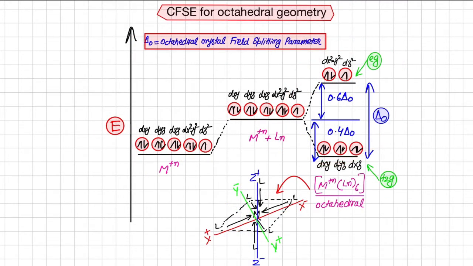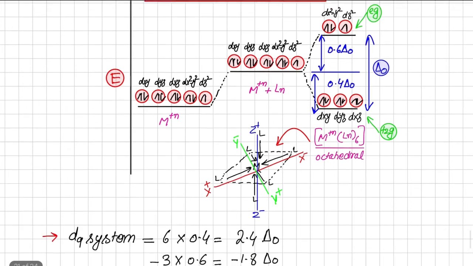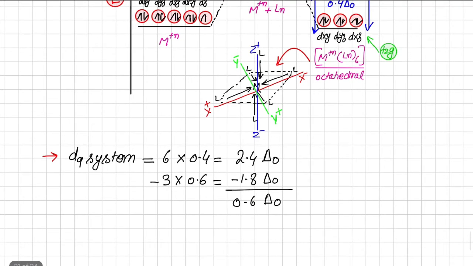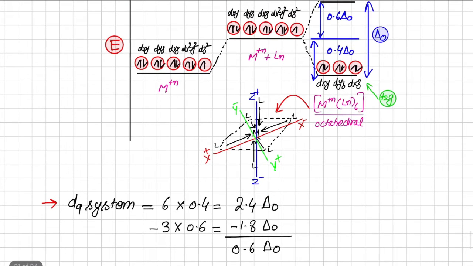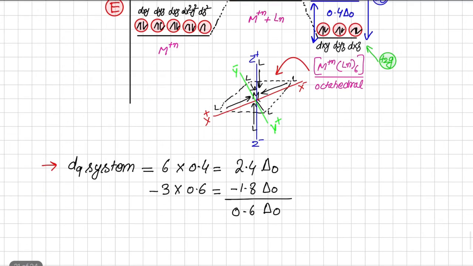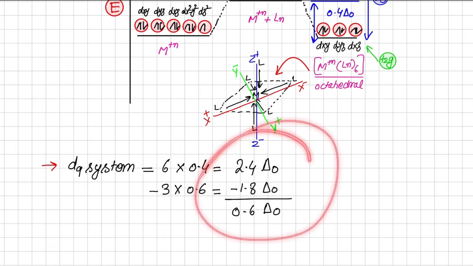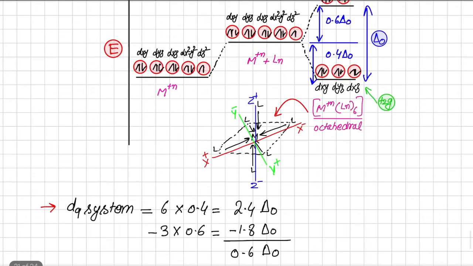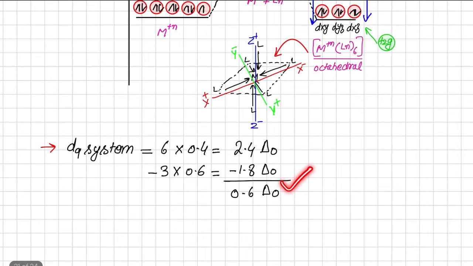So this is the diagram for the D9 system involving elements such as copper, silver and gold in their +2 form. So there are 9 electrons. These 9 electrons are placed here. So 6 electrons are placed here and 3 electrons are placed here. So the CFSE value for this system is calculated as 6 multiplied by 0.4 is equal to 2.4, which is the value for these electrons, and for these electrons the value will be multiplied by the 0.6 factor. So 3 multiplied by 0.6 is equal to 1.8 delta O. So overall value of delta O for the D9 system involving copper, silver and gold for both strong field and weak field ligands is 0.6 delta O.